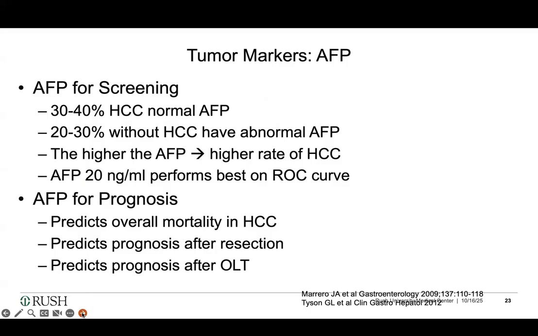AFP does also have prognostic impact. So it's one thing if you're using the tool for screening, it's another thing if you're using the tool for prognosis. And here, AFP strongly has prognostic impact on mortality, prognosis after resection, and prognosis after liver transplantation. And so it starts to be part of our recommendations for downsizing a liver cancer if you're going to try to get someone to go towards transplant.